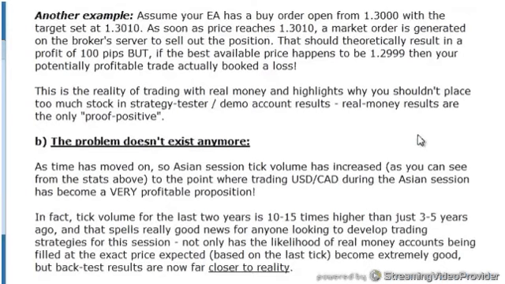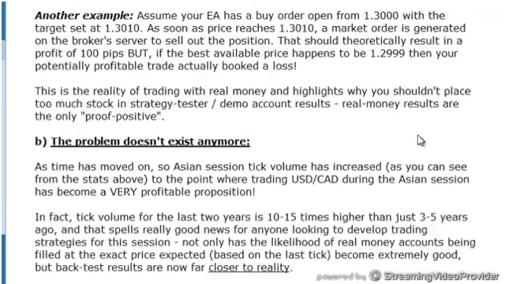Assume that your EA has a buy order open from 1.3000 with the target set at 1.3010. As soon as price reaches 1.3010, a market order is generated on the broker server to sell out the position. That should theoretically result in a profit of 100 pips. But if the best available price happens to be 1.2999, then your potentially profitable trade actually booked a loss. And again, that happens. Back then it happened a lot with USD CAD.